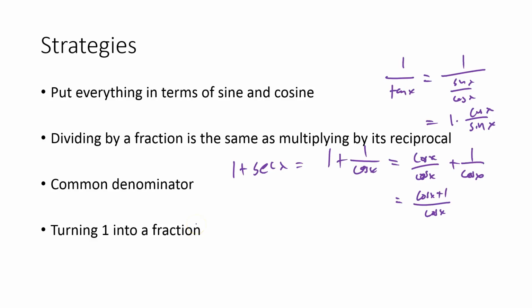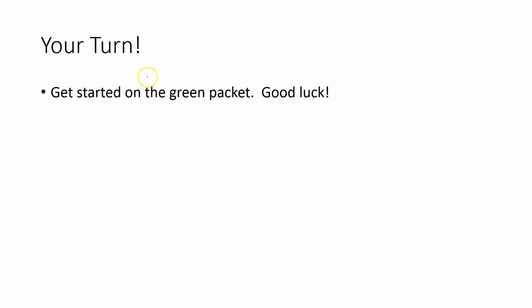Also turning 1 into a fraction. That's what we just did right here, right? Turning that 1 into a cosine over cosine so you can get a common denominator. That's just a special case of doing that common denominator. If you remember these strategies, you're going to be in good shape, and you should be able to do your green packet now. Make sure you got that from the sub. Take a look at that green packet, and you should be off and running on how to do trig proofs.